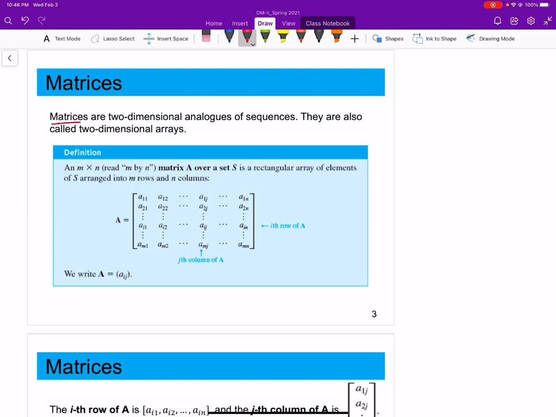Matrices are two-dimensional analogues of sequences. So you know about sequences. A sequence can be written down like this: a1, a2, a3, dot dot dot, an. So this is a sequence of n terms. This sequence is one dimensional.